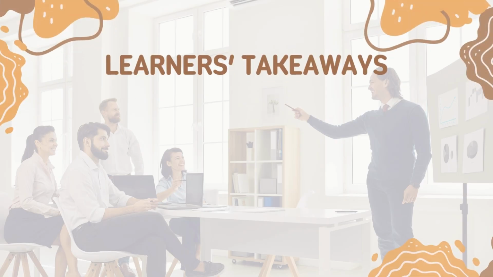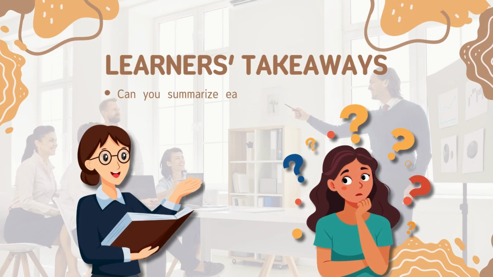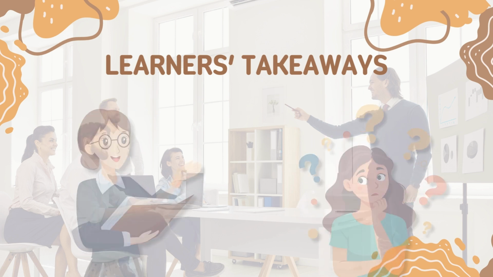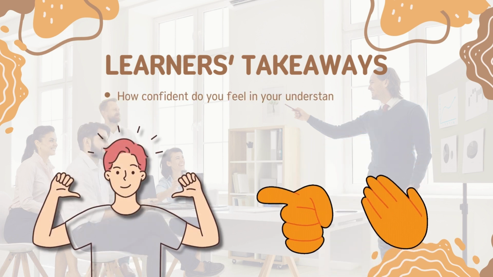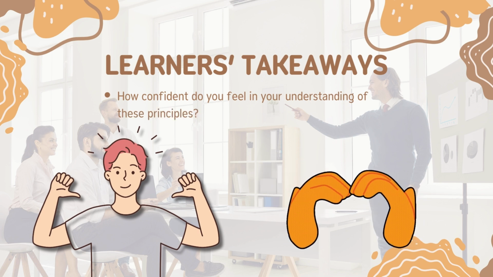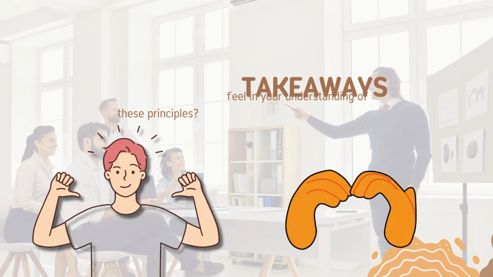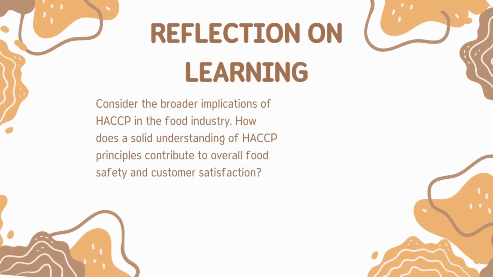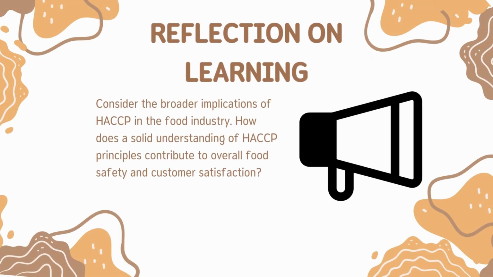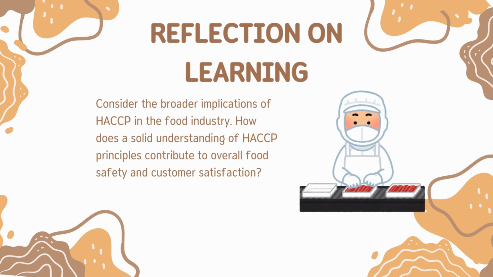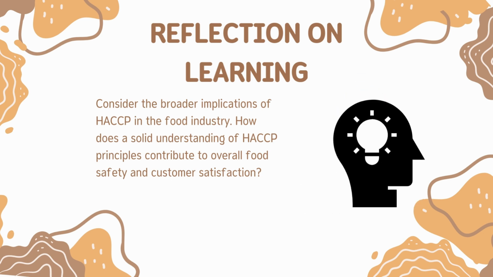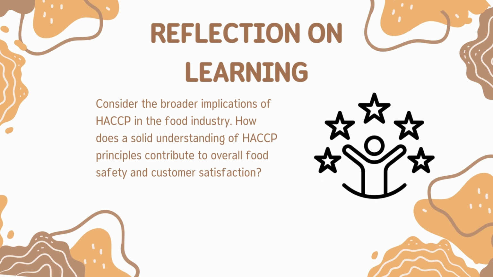For learners' takeaways. 1. Can you summarize each of the 7 principles of HACCP in your own words? 2. How confident do you feel in your understanding of these principles? 3. For reflection on learning, consider the broader implications of HACCP in the food industry. How does a solid understanding of HACCP principles contribute to overall food safety and customer satisfaction?